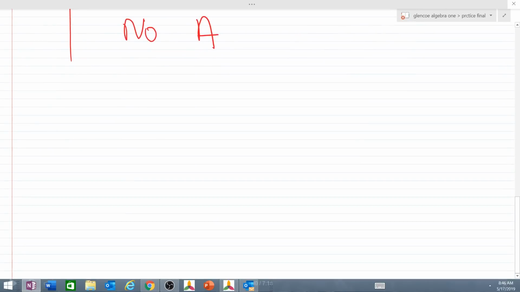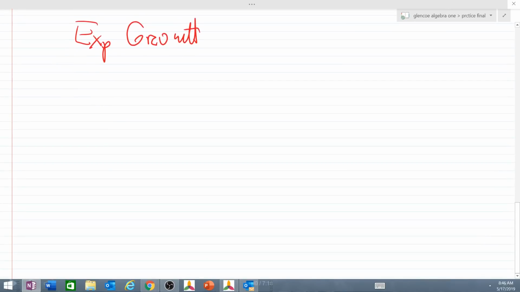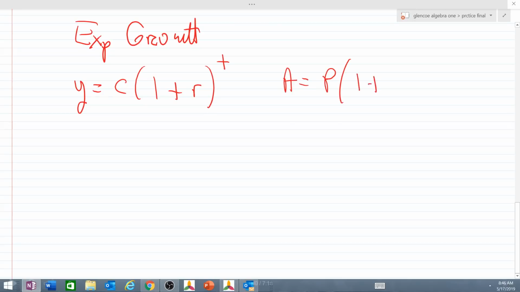Okay, I'm going to skip down to number 43. This is exponential growth. I will be nice and tell you that I did provide these formulas for you on the exam. So exponential growth is y equals c, which is the initial amount, times 1 plus r, the rate of growth, to the t, the time, which is in years. Compound interest is A equals P times 1 plus r over n to the power of n times t. P is the principal, r is the interest rate, n is the number of times the interest is compounded, and t is the time in years.